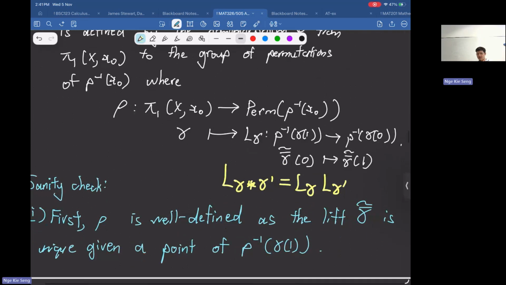Okay, so I recommend you to verify this. Then you will know why we define it like that: why we define sending the terminal point to the starting point. Is this injective? I don't think so, right?